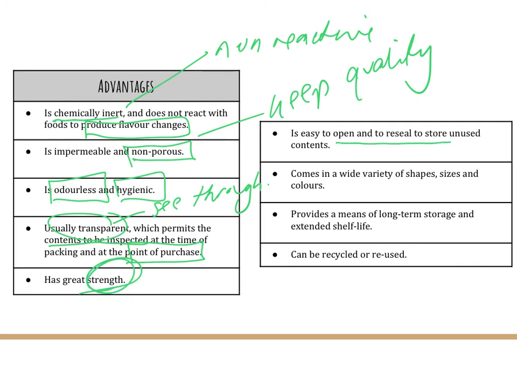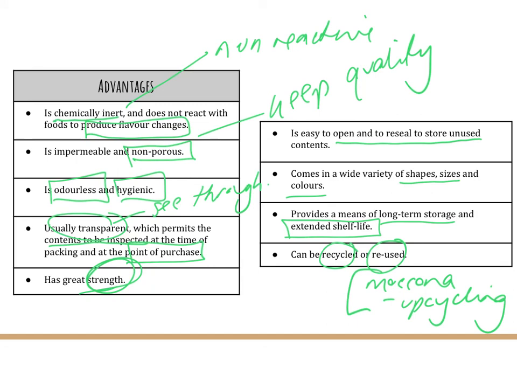It's easy to open and reseal, and it also can come in a range of different shapes, sizes, and colors. It does enable long-term storage and an extended shelf life, and glass can be recycled and it can be reused. And if we think here of the Makona case study of upcycling, those mason jars that they use in their packaging are made of glass.